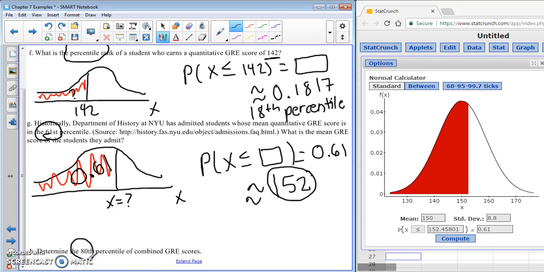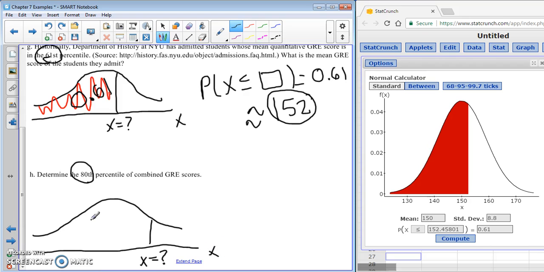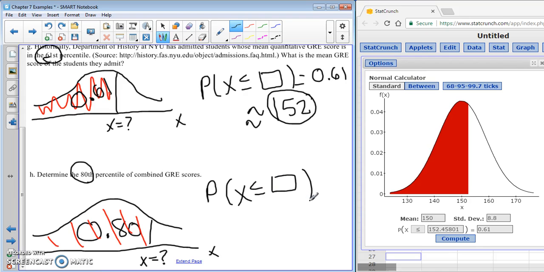Right. So another percentile question. We want to determine the 80th percentile. So this is very similar to part G here. Right. So the 80th percentile. Can't seem to draw straight lines today. Right, so we know that this portion over here is 80%. So our shaded region here is 80%. So we're looking at the probability that x is less than or equal to some number is equal to 0.80.